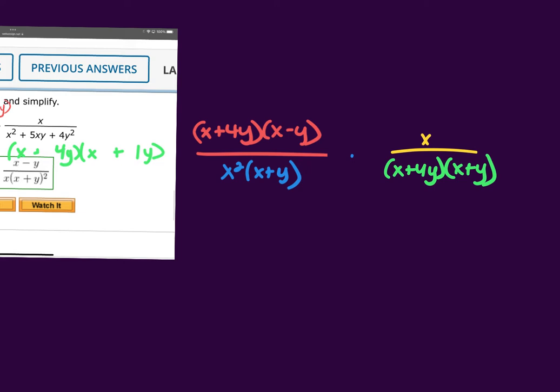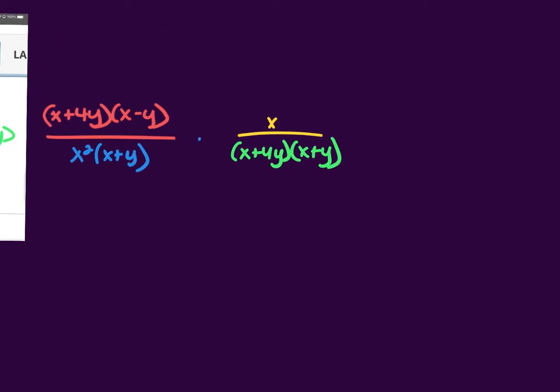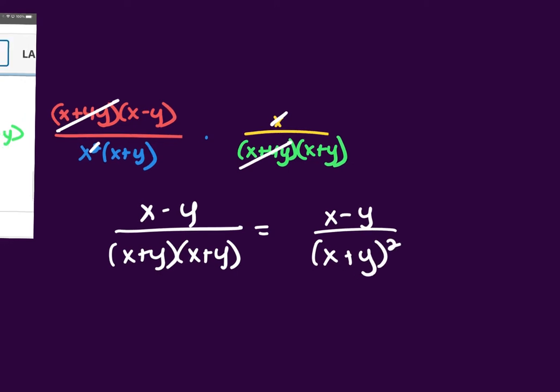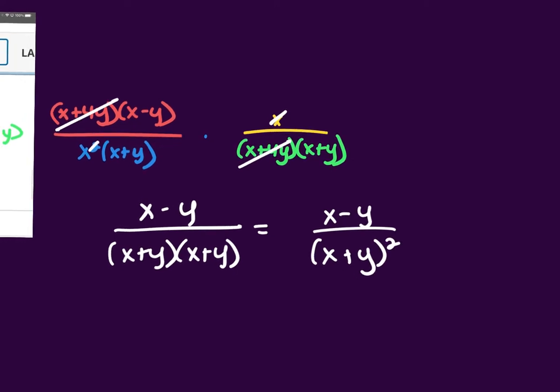So now we start to cancel. The top left and the bottom right both have an x plus 4y. And then the x in the top right cancels with one of the x's from the bottom left. And that's it. X minus y is left in the top, (x plus y) times (x plus y) in the denominator, which can also be written as (x minus y) over (x plus y) squared. Oh, yeah, and the x, sorry. There.